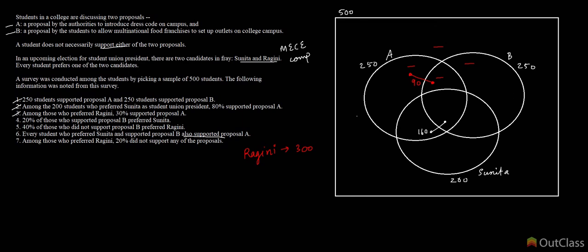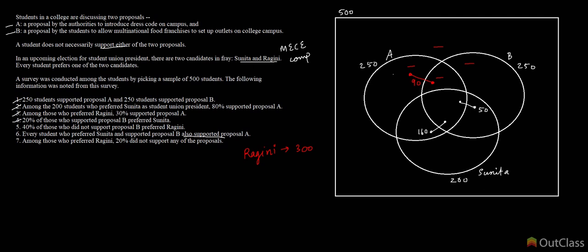Fourth clue says 20% of those who supported B preferred Sunitha. B has total 250, 20% or 1/5 of 250 is 50. Out of B, 50 people prefer Sunitha. That will be 50 here. Fourth clue is done.